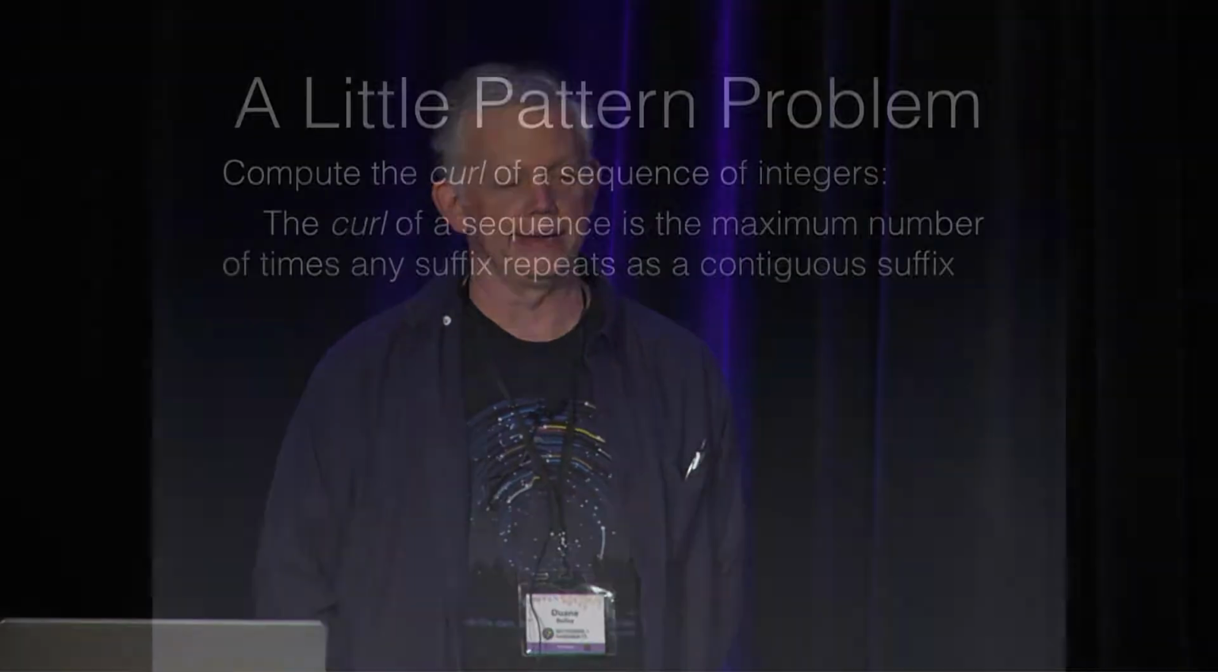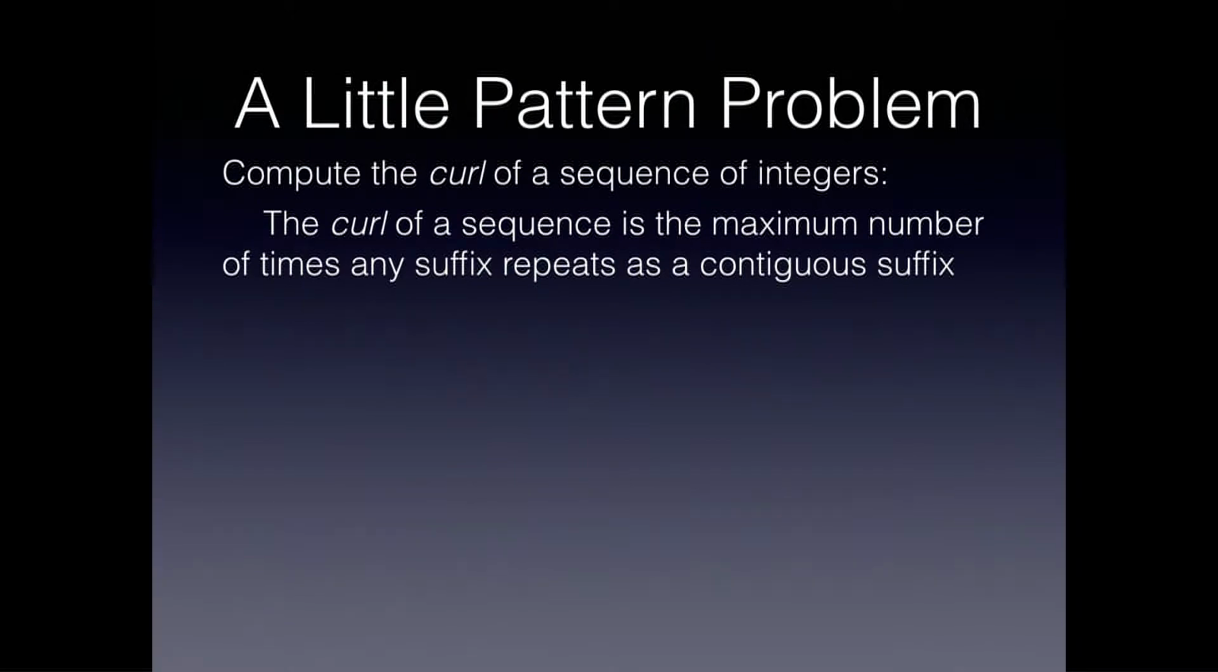I have a little problem that was popularized by Ben Chafin and Neil Sloan, and you can do this while you're waiting for your pizza order to come in. What you do is you write down a small sequence of small integers, and you try to compute what the maximum suffix repeat count is for that sequence. So for example, if you've got 1, 2, 3, 3 repeats once, 2, 3 repeats once, 1, 2, 3 repeats once. So we're going to call this the curl of that sequence, and the curl is 1.